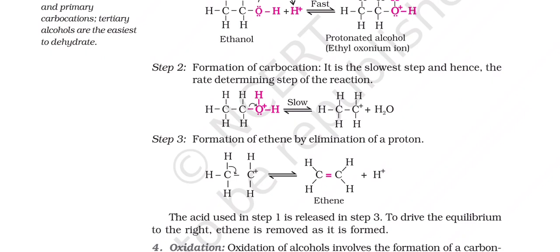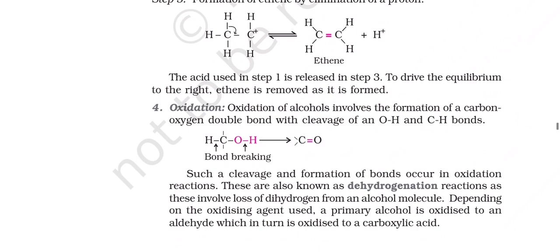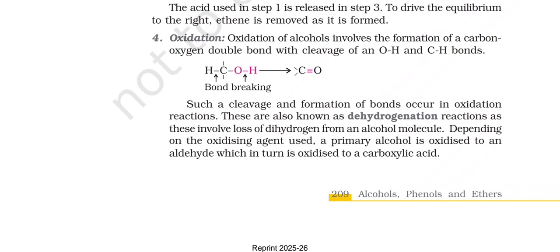Mechanism. Step 1: formation of protonated alcohol. Step 2: formation of carbocation. It is the slowest step and hence the rate determining step of the reaction. Step 3: formation of ethene by elimination of a proton. The acid used in step 1 is released in step 3 to drive the equilibrium to the right. Ethene is removed as it is formed.